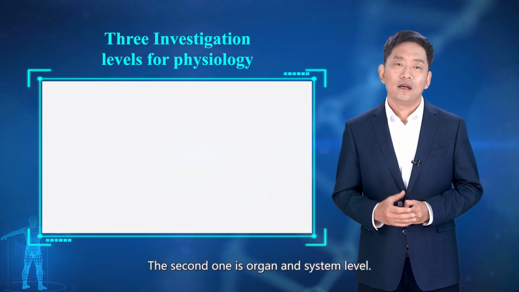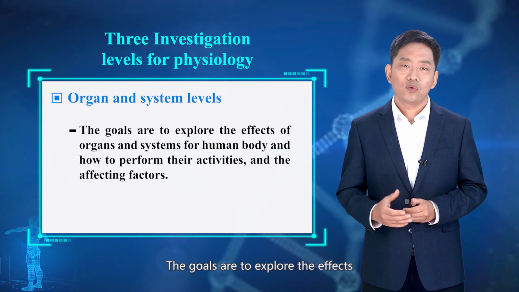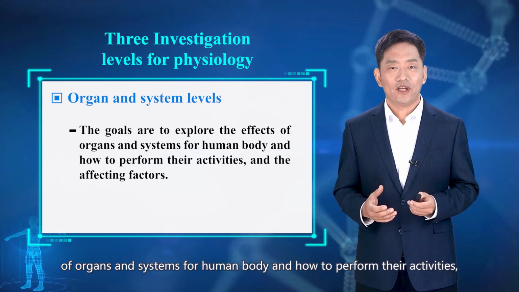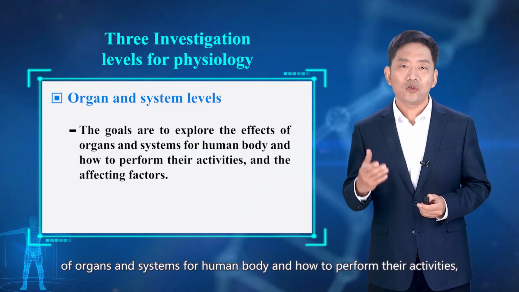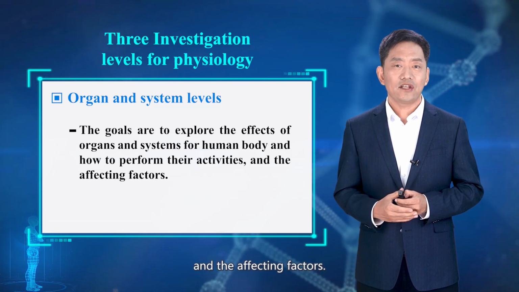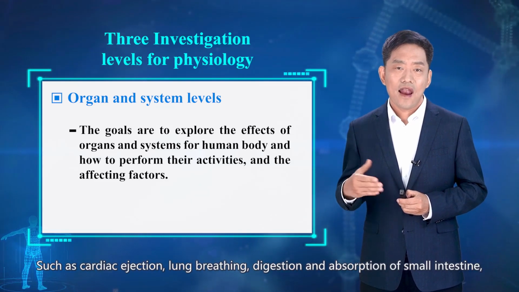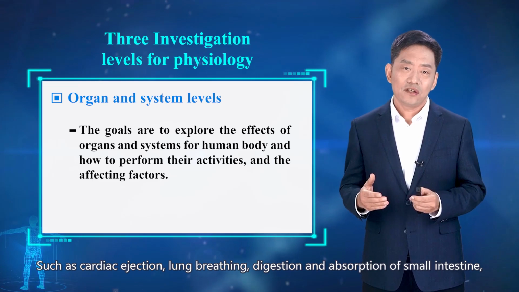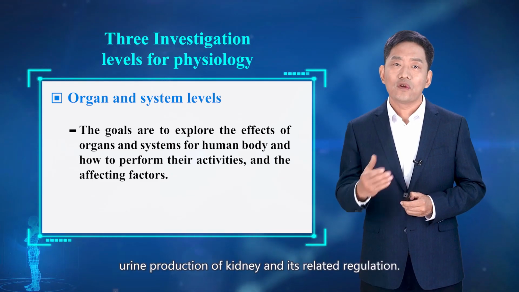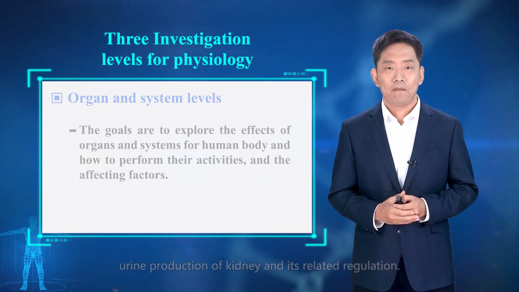The second one is organ and system level. The goal are to explore the effects of organs and systems for human body and how to perform their activities and the affecting factors such as cardiac injection, lung breathing, digestion and absorption of a small intestine, urine production of kidney and its related regulation.